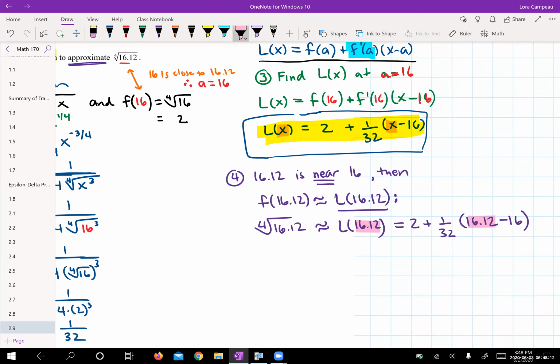So now we just do a little bit of math. I mean, we may need a calculator for some of it. Let me clean it up a little bit. 16.12 minus 16, I believe we get 0.12 back. Now this is probably where we do use a calculator. I don't want to waste your time. 1 over 32 times 0.12. Then adding 2, we should get 2.00375. And so this is the approximation.